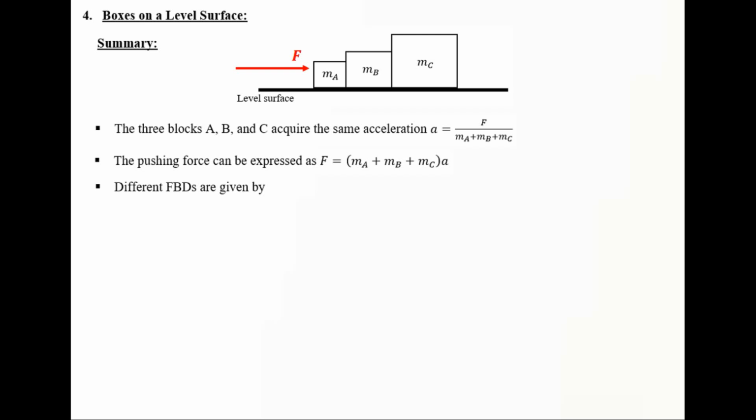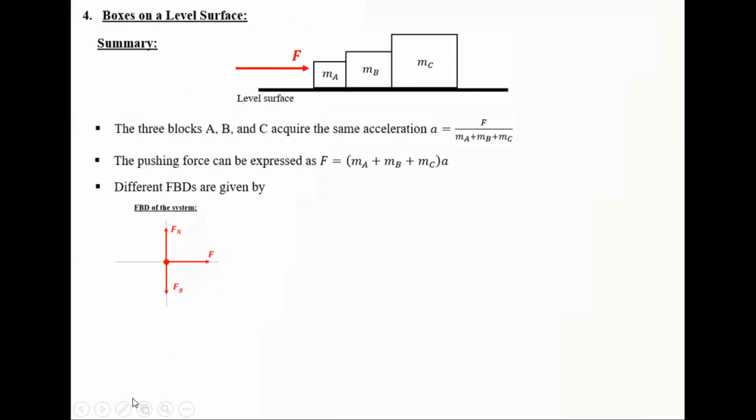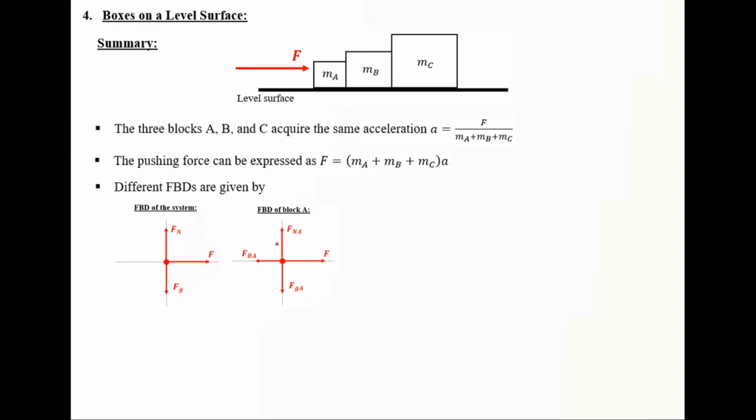Now what different FBDs can we consider? We can consider the system as a whole, or we can consider the mass MA, MB or MC solely. If we consider the system as a whole, we have the pull of gravity down, the normal pushes up, and the force F to the right. Now if we consider the object A to be our system, that would be the capital force F acting to the right. We have the force of interaction FB on A to the left, the pull of gravity on A down, and the normal push on A up.